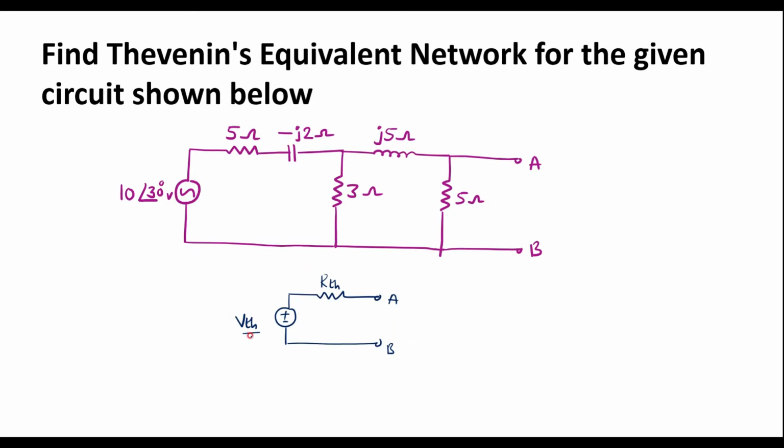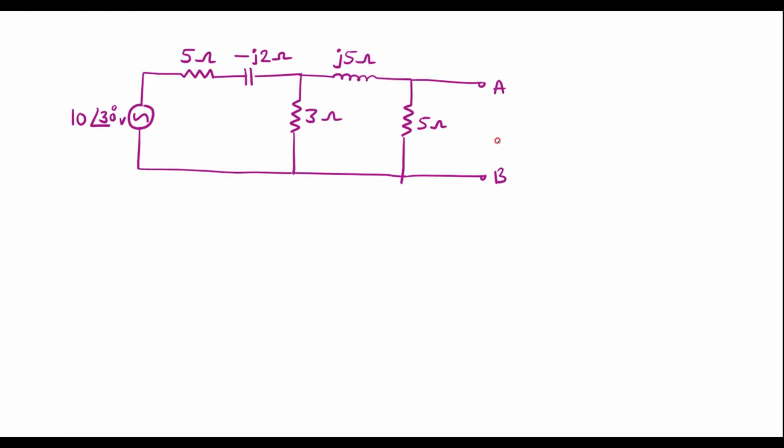Now let me explain how to find VTH. VTH is nothing but the voltage between terminals A and B. It is also known as open circuit voltage. We need to find the voltage between terminals A and B. That voltage is known as VTH.